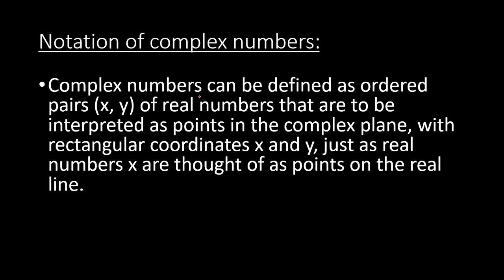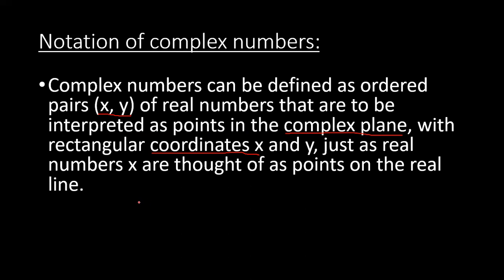So next, moving toward notation of complex numbers. Complex numbers can be defined as ordered pairs. We can say that complex numbers are basically two-dimensional numbers and we can denote them as an ordered pair x, y. Here x and y both are real numbers, and they can be interpreted as points in the complex plane with rectangular coordinates x and y, just as real numbers are thought of as points on the real line.